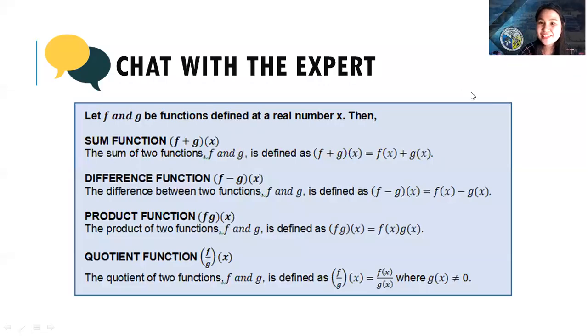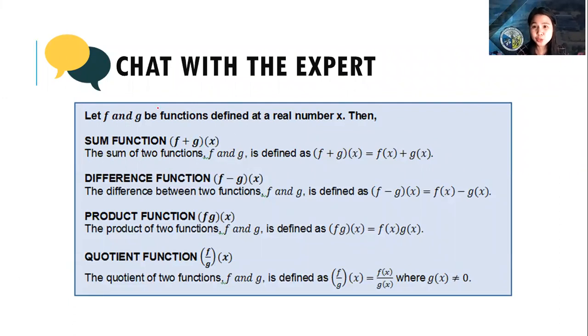Now let's continue on that. Let's have the operations on functions. I told you there are 5, right? Let's start with the first one. The first is what we call the sum. How do we solve for the sum of the functions?